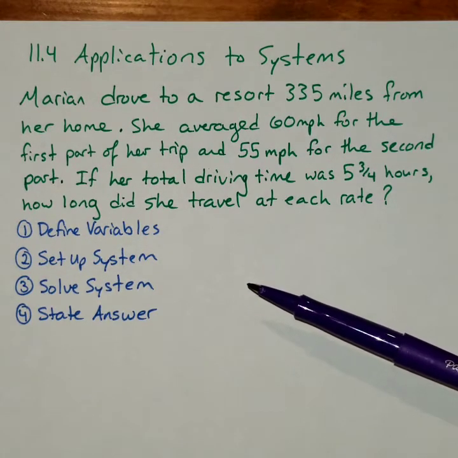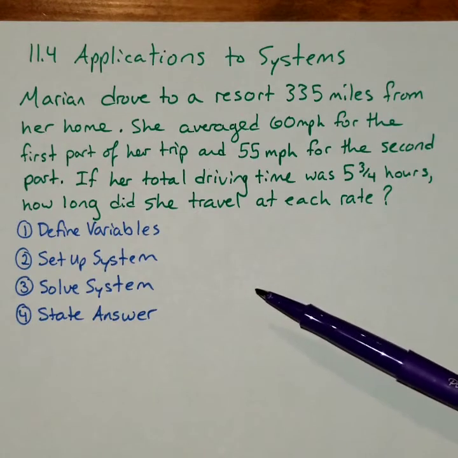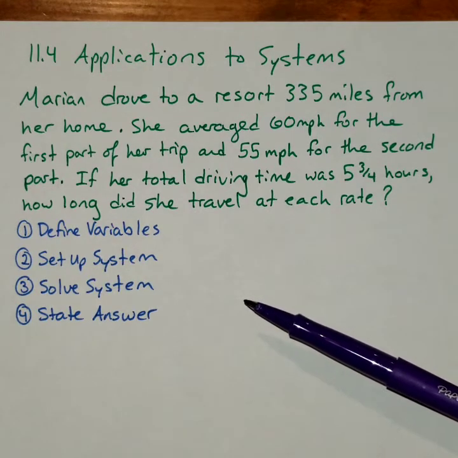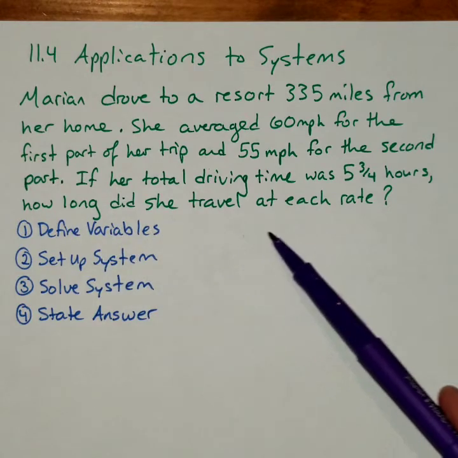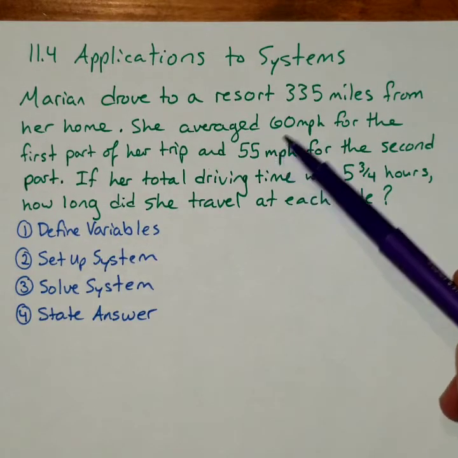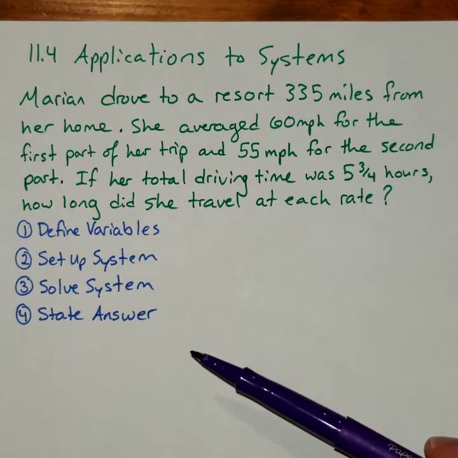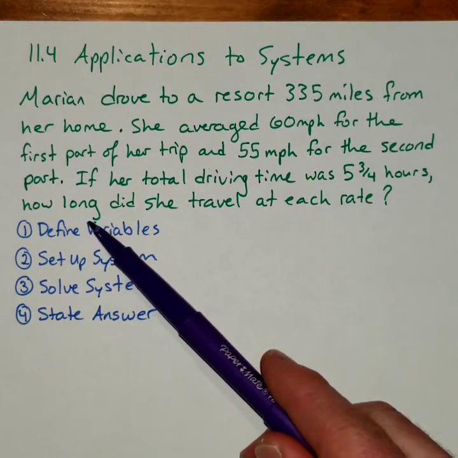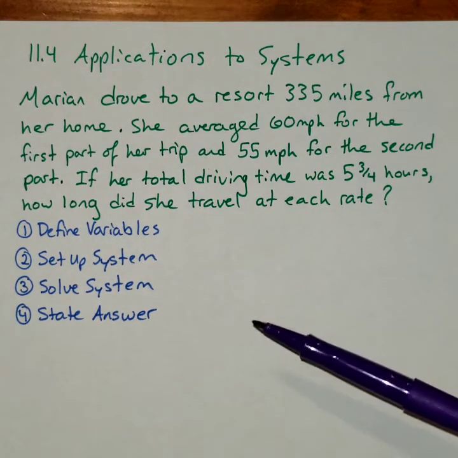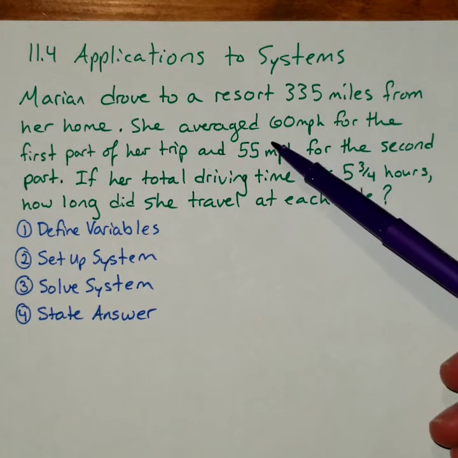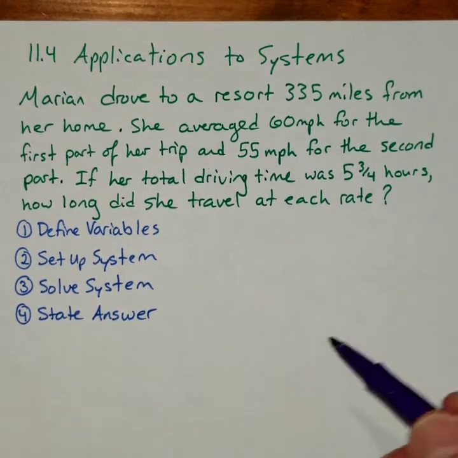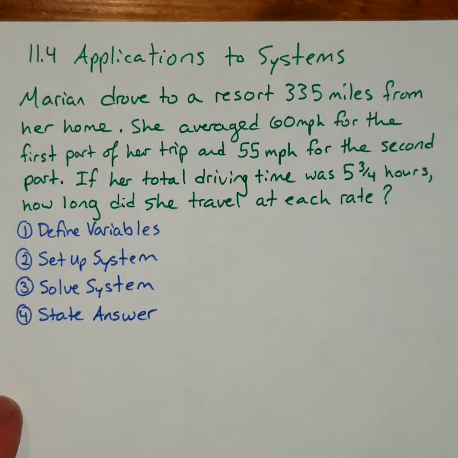So I always look at the last sentence to figure out what the problem is asking me to do. And it says, how long did she travel at each rate? Remember, there were 2 rates. And so this would be a length of time, how long. And so we're looking for 2 different times, the time traveled at 60 miles per hour and the time traveled at 55. And so I'm going to set up my 2 variables that way.